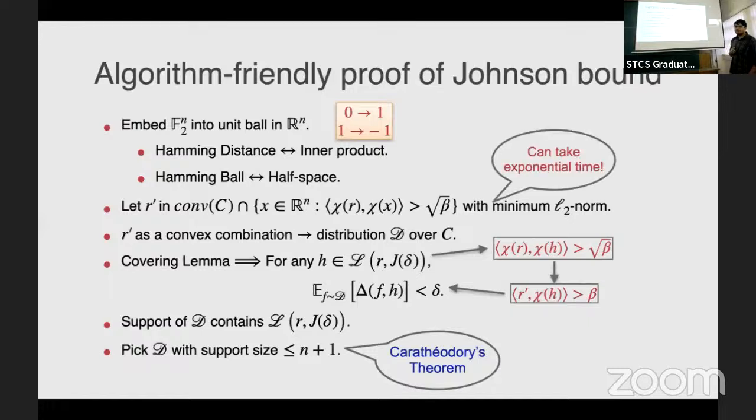So this says something stronger, right? It says that for the R prime that you obtain, there could be many convex combinations, and the list is contained in all of them.